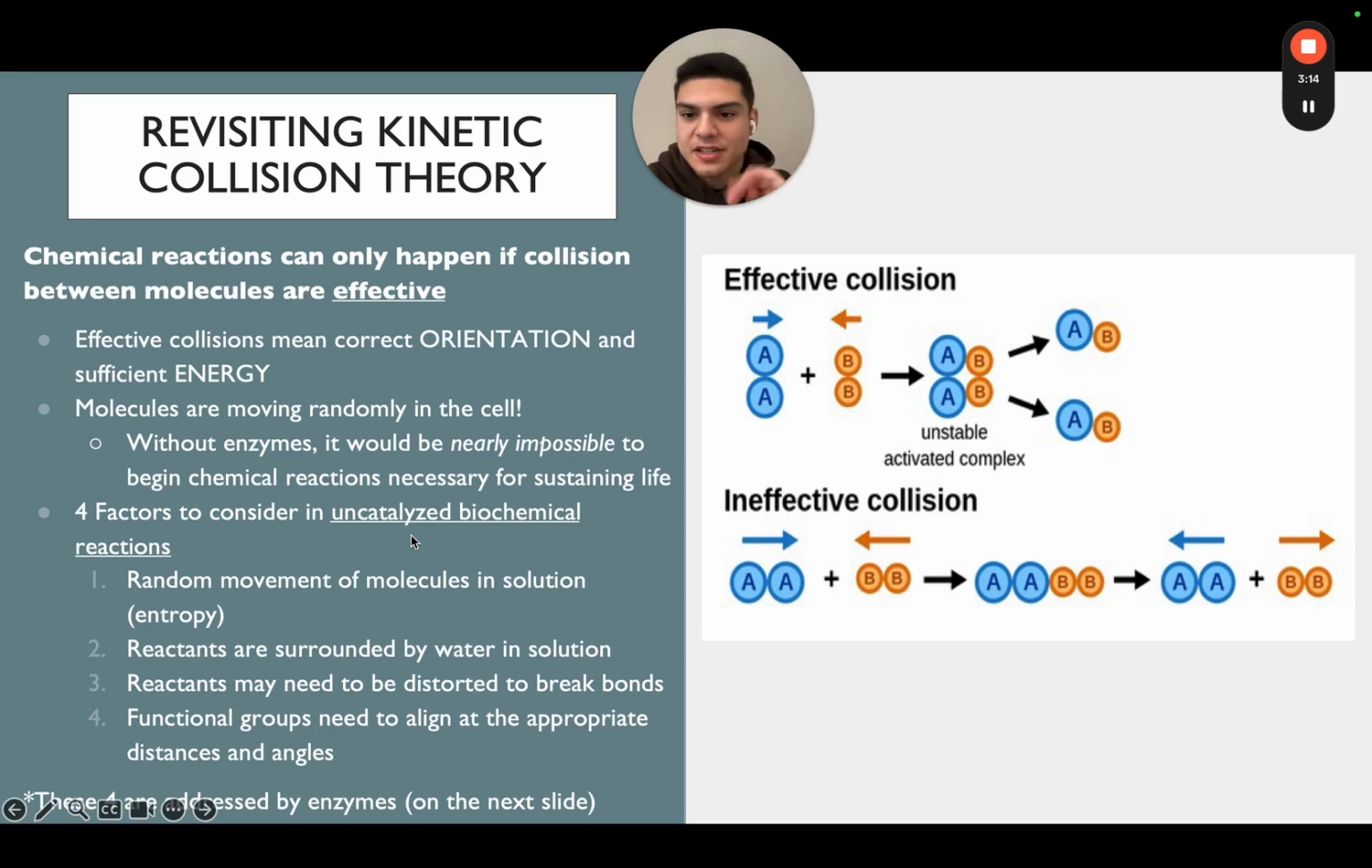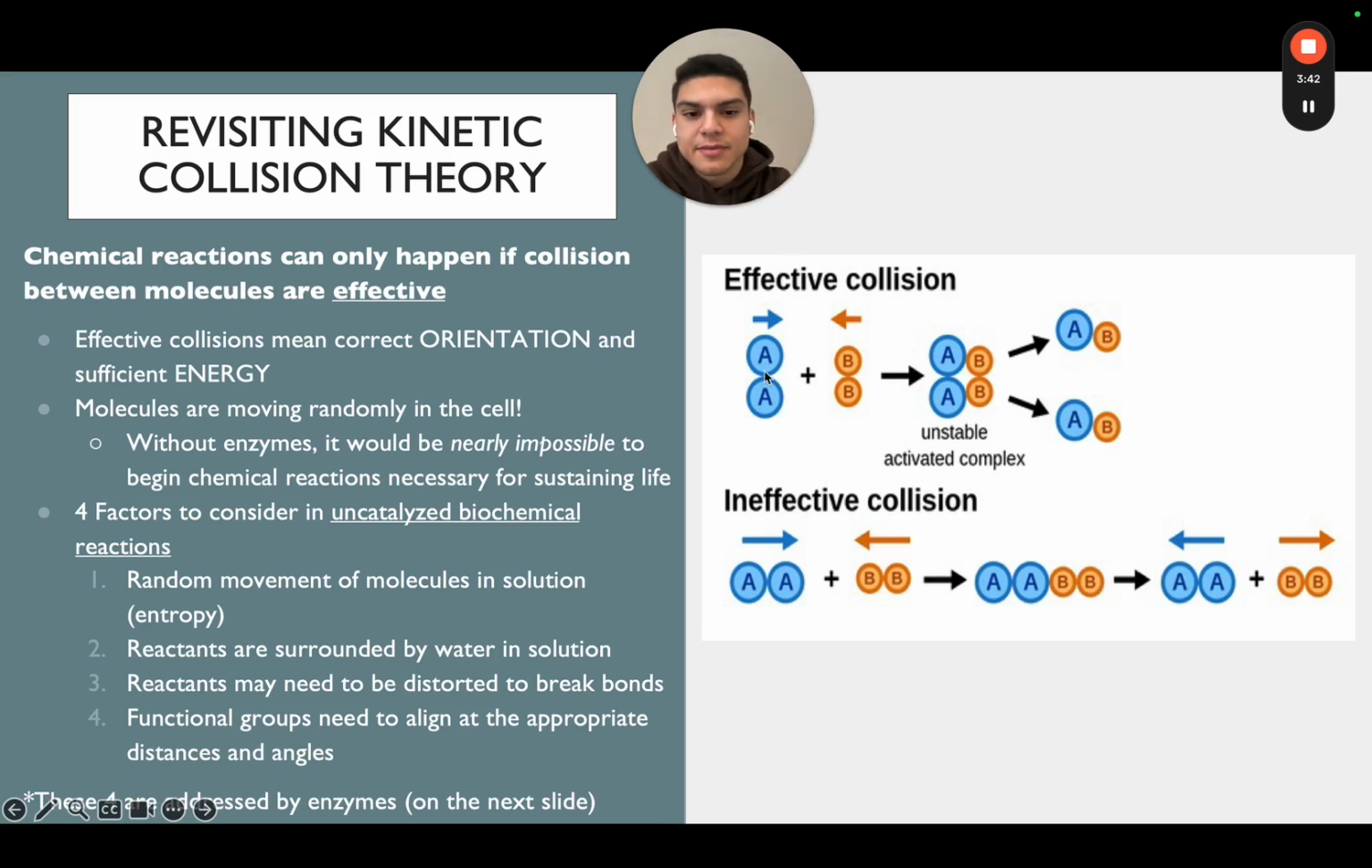There are four factors to consider in uncatalyzed biochemical reactions. There's the random movement of molecules in solution. The reactants are surrounded by water in solution, which forms a solvation shell around the molecule itself. Then reactants may need to be distorted to break the bond. For example, when the A and the B collide, they could bend in a certain direction that allows the chemical bonds to break apart. And lastly, functional groups need to align at the appropriate distances and angles.